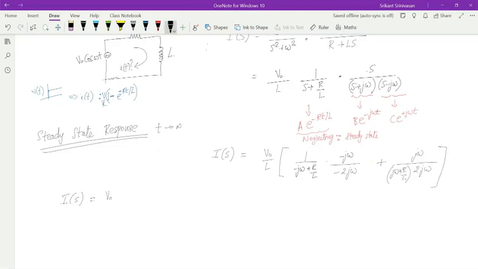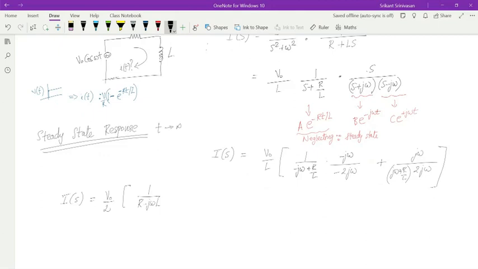I'm taking the L inside the expression to make life easy for me. So that becomes 1 by R minus j omega L. Into minus j omega is cancelled out. I can take this 2's outside. So V naught by 2. And of course, I missed one term here.